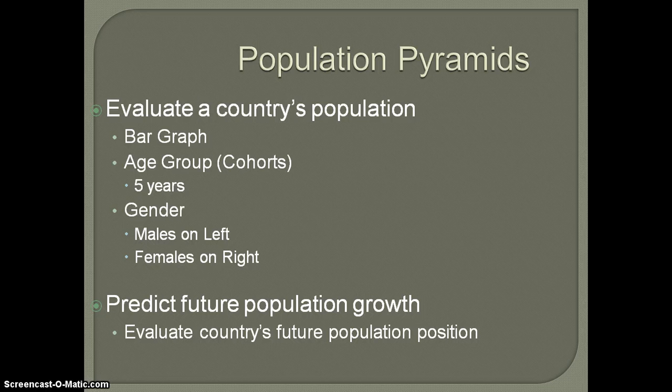Services that are going to be needed in the future, whether it's services for young people, such as schools or clinics of some kind, or for the elderly, so things like nursing homes or other forms of geriatric care. It really helps the government, especially, and other groups to be able to predict and look at what's going on with the country's population.